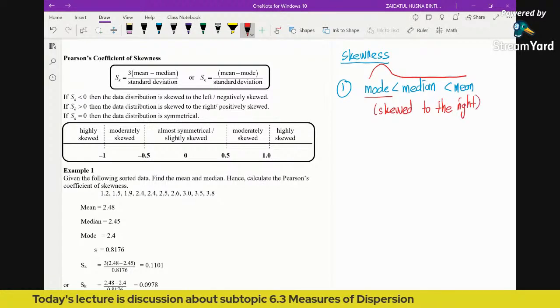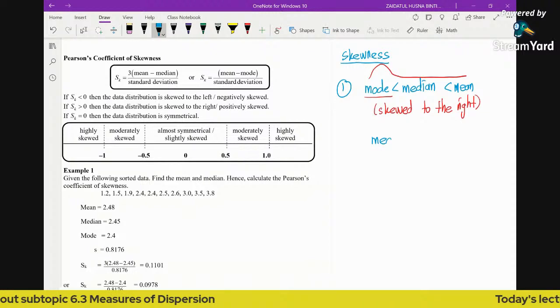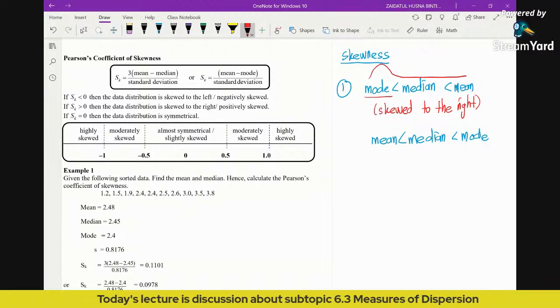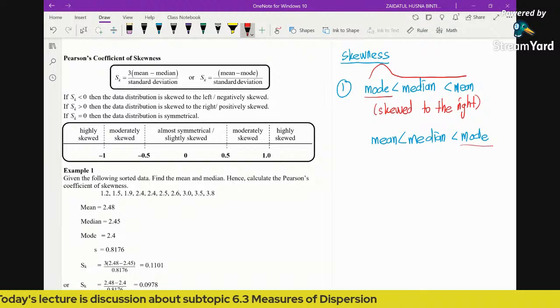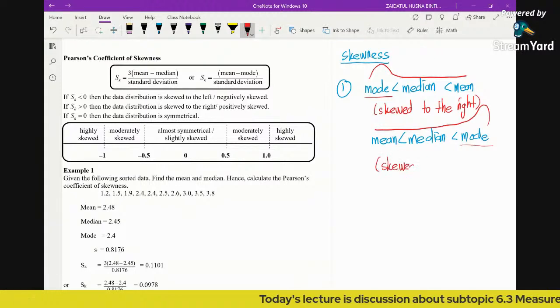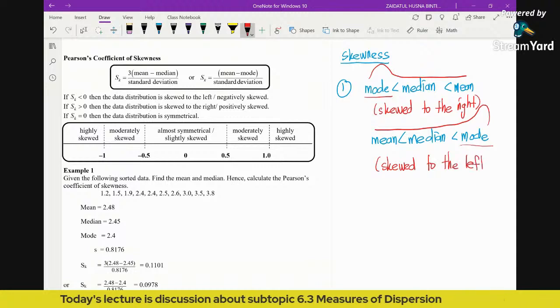Secondly, if your mean is smaller than median and smaller than your mode, again we find where the mode is. Because mode is the measure with the highest frequency, the highest peak will be at mode, so going to the left. From here, we know that the data is skewed to the left. That is how we determine skewness from the measures of location.